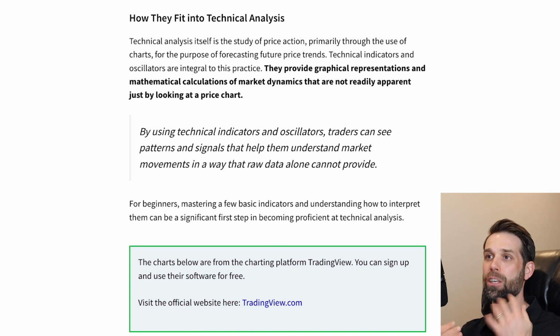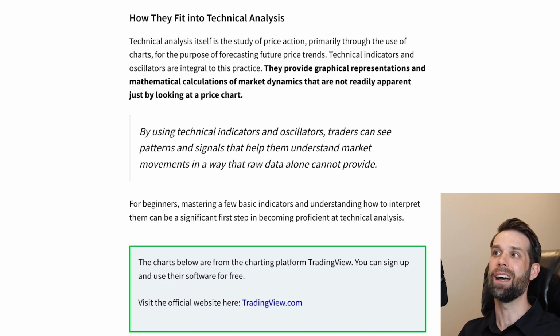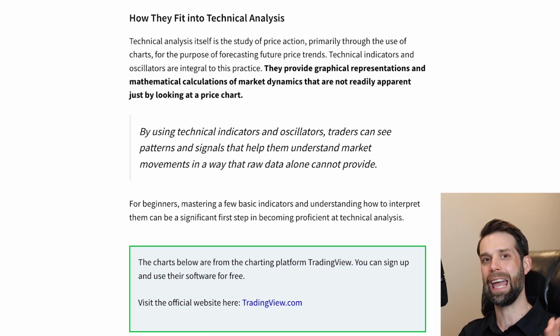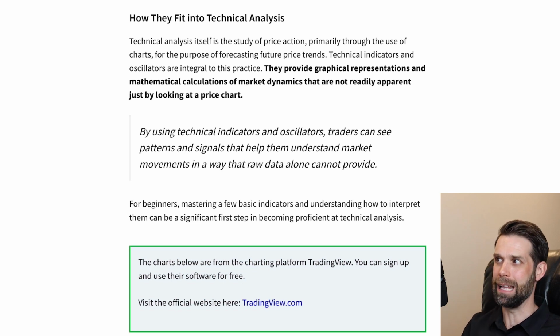Basically, by using these, we can see patterns and signals that help us understand market movements in a way that the raw data alone cannot provide. You can't just look at a price chart and see the averages and see any momentum. These tools will help provide data and graphical representations of that data, and that's going to help you make buying and selling decisions.